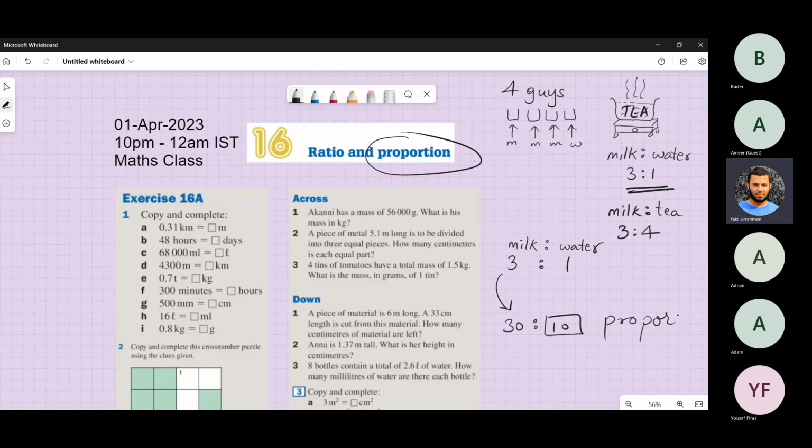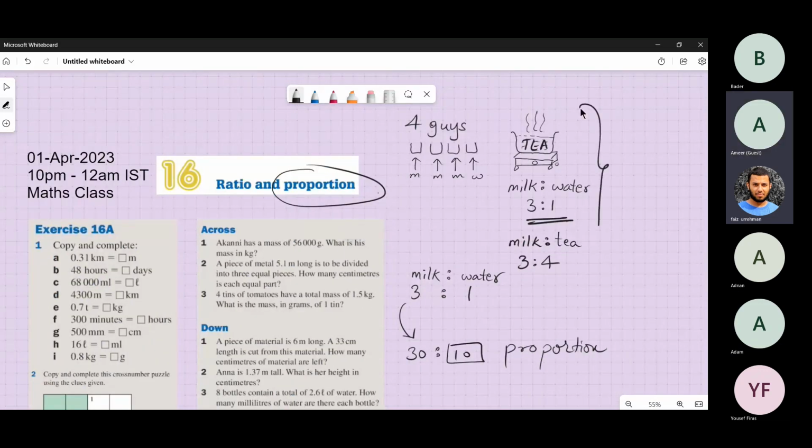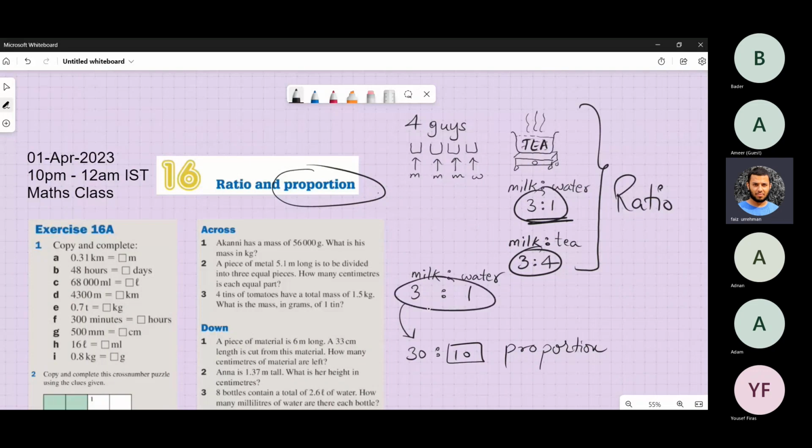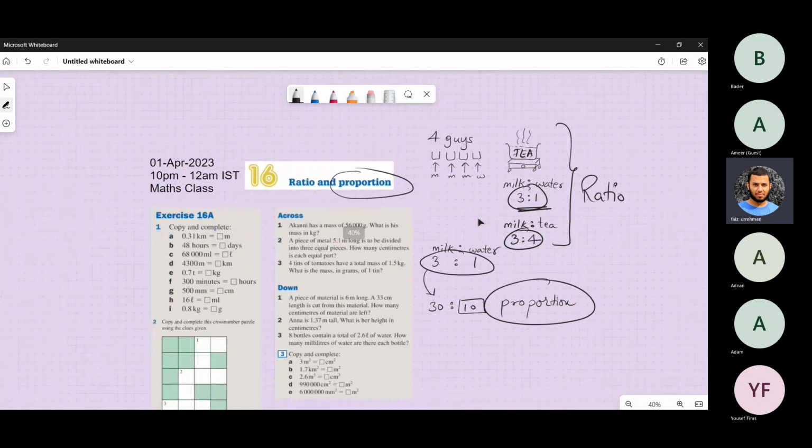Okay. So I will tell you one by one in detail. But I just told you the summary of the whole chapter now. This much was ratio when you are dealing with only one ratio. But when you are using one ratio to calculate a bigger ratio or a smaller ratio, that is known as proportion. Clear? Proportion. Okay. So let's start the exercises.